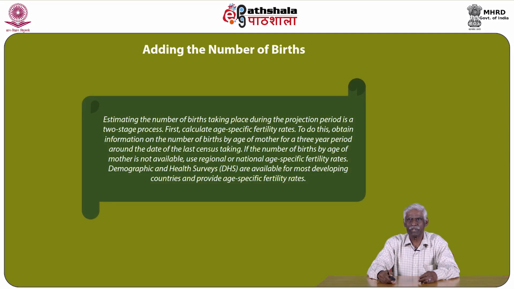Estimating the number of births taking place during the projection period is a two-stage process. First, calculate age-specific fertility rates. To do this, obtain information on the number of births by age of mother for a 3-year period around the date of the last census. If the number of births by age of mother is not available, use regional or national age-specific fertility rates. Demographic and Health Surveys (DHS) are available for most developing countries and they provide age-specific fertility rates.